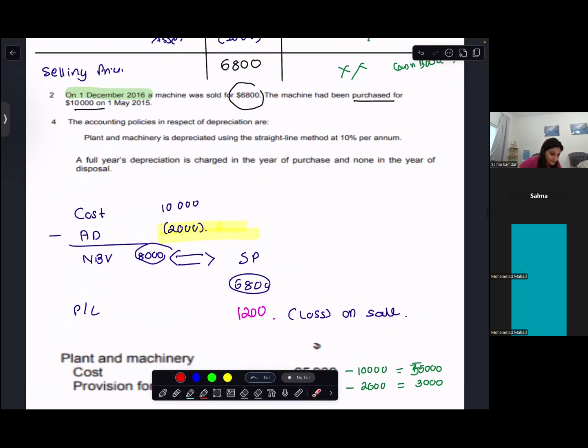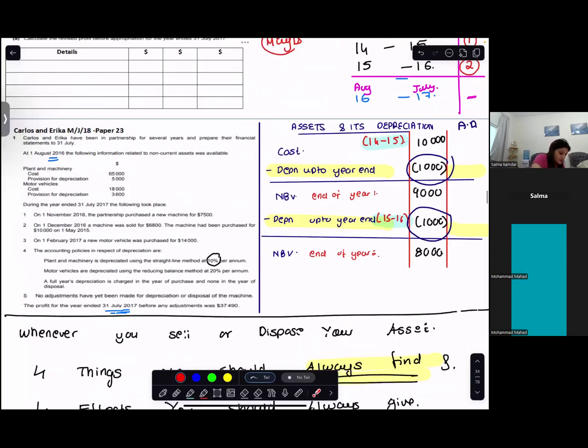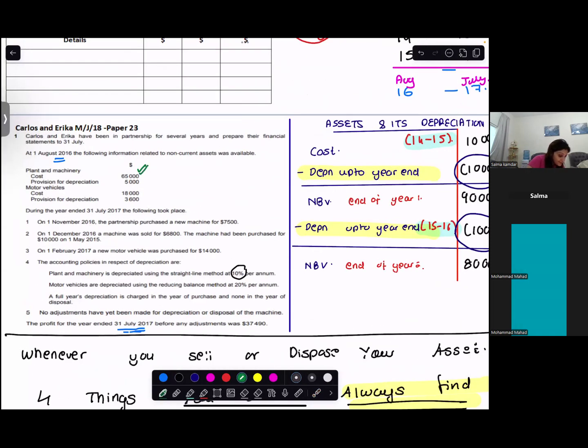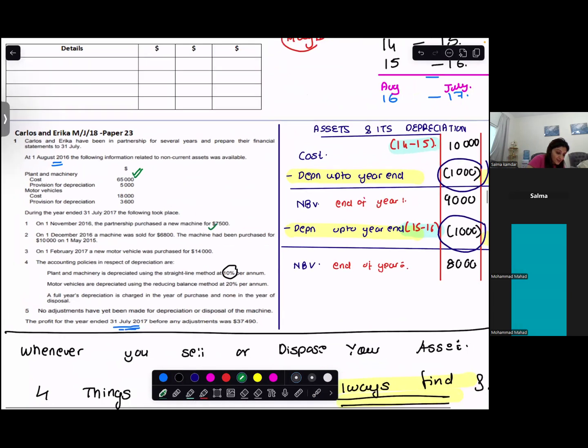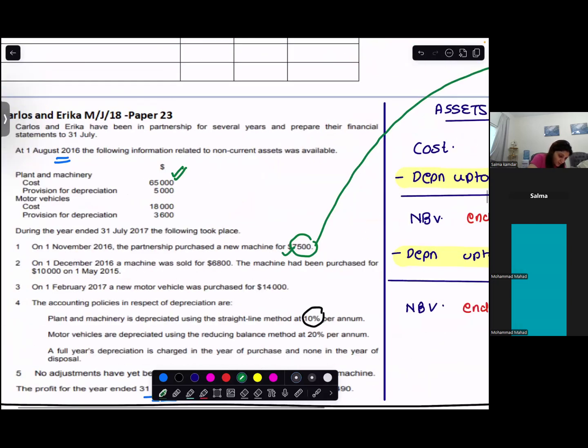Now I go to the next adjustment. This was my book values given to me. Now they are telling on 1st November 2016. Which year does 1st November 2016 fall in? 16 to 17, August to July, the current year. You have purchased a new machinery for 7,500. So from 65,000, I first remove 10,000 and I add 7,500.